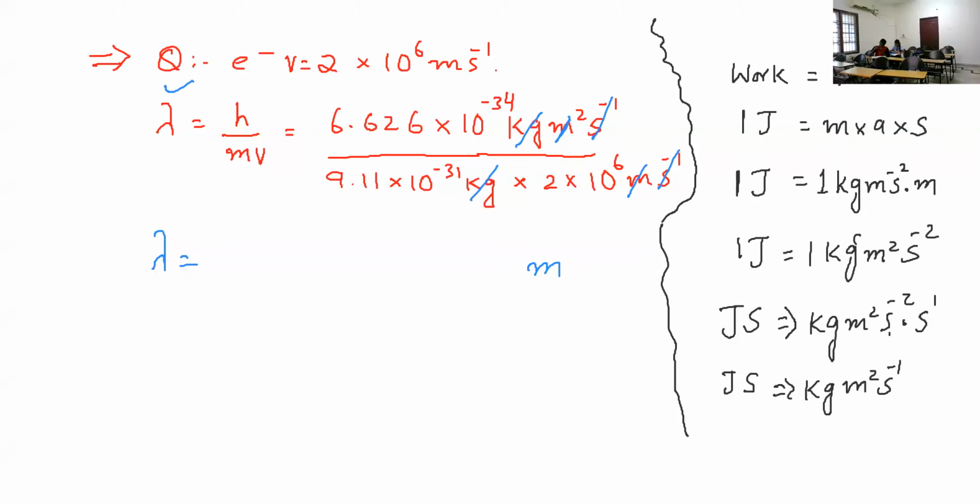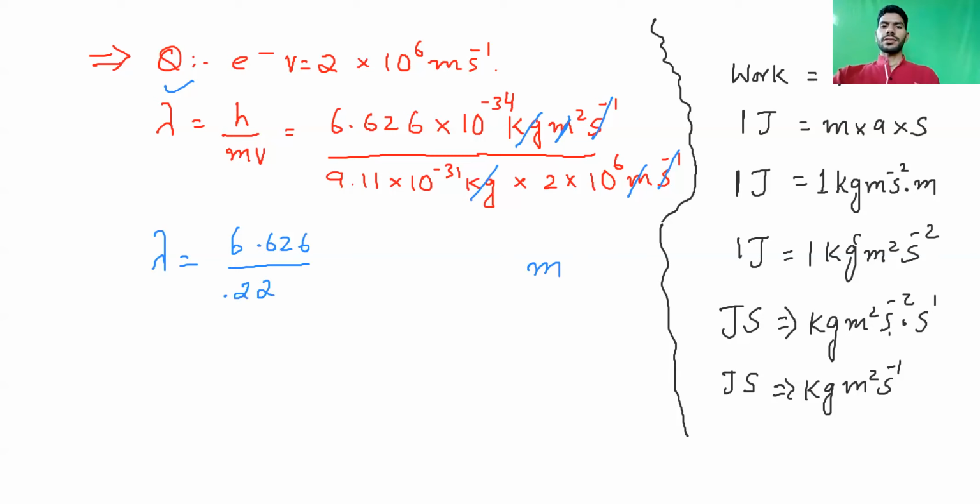Okay, so can you now solve this one? So it is now 6.626 divided by 9.11 into 2. So what is that? That is 18.22, right? Now tell me, here it is 10 to the power minus 34. Here it is 10 to the power minus 31. When it comes up, it will become 10 to the power plus 31. Here it is 10 to the power 6. When it comes up, it will become 10 to the power minus 6, isn't it?